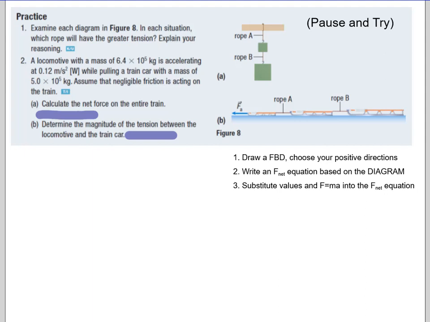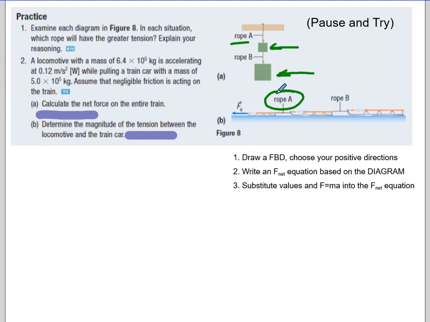Okay, so let's have a quick look. Number 1, examine each diagram in figure 8 and determine which rope will have the greatest tension. In the first one, rope A should have the greatest tension because not only is it holding up the small mass that it's tied to, but it also has to hold up all of the things behind it. So rope A should have the highest tension force versus rope B. If you look at the part with the sleds, rope A or rope B, which one should have the highest tension? Well, rope A should have the highest tension because it has to account for all of those masses behind it.